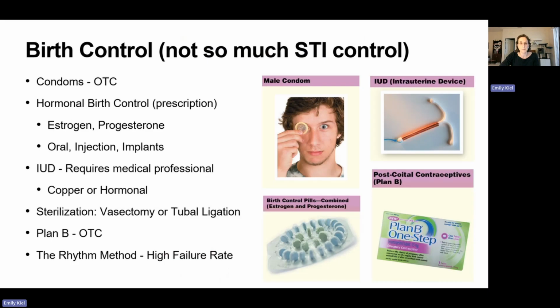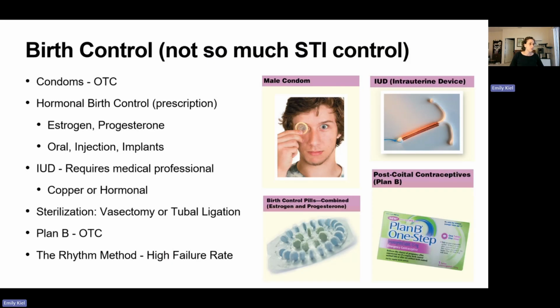Let's talk a little bit about birth control. These options don't do so much for sexually transmitted infections. So for sexually transmitted infection control, you want to stick with condoms or stick with abstinence, because that's the way you're going to prevent those infections. Condoms are available over the counter. They do offer good birth control when used correctly.